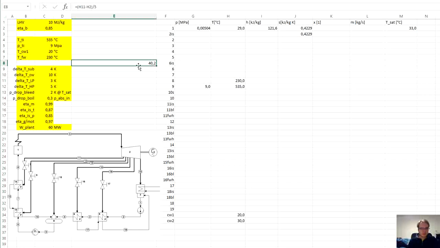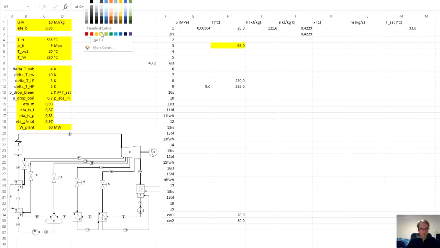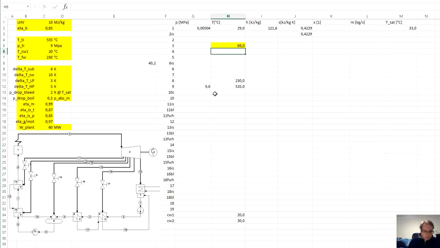So from this we will specify that the temperature at the point 3 outlet of the first feedwater heater will be this 29 plus 40. It's basically a new parameter, new boundary conditions. Same goes for the outlet of the second feedwater heater. We will add again 40. We have 109.